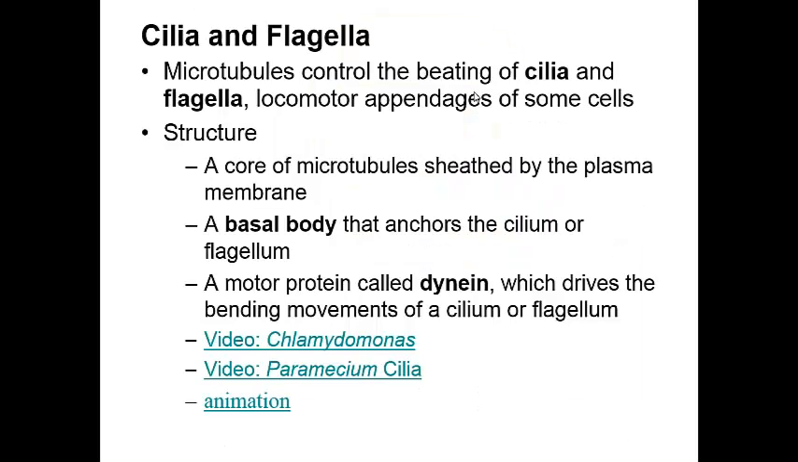Cilia and flagella are also composed of microtubules, and they're going to be used for movement. Cilia are hair-like structures on the outside of a cell. They're used for movement outside of the cell. For example, all of the cells that make up our windpipe contain cilia, and the cilia move mucus and debris out of the lungs and out of our bodies.